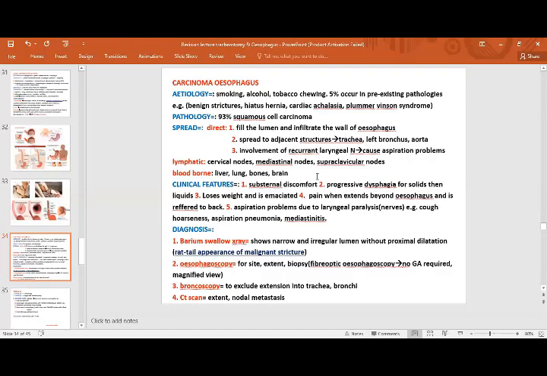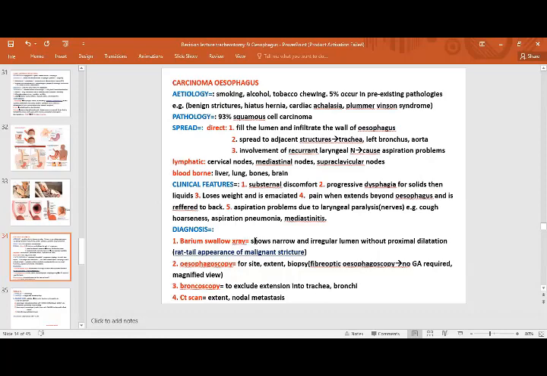The clinical features would again be the same, but in this case, if it involves distant structures, then the presentation would be from the involvement of these things: cough, hoarseness, aspiration pneumonia, mediastinitis. Diagnosis is by barium swallow, which will show rat-tail appearance and malignant strictures. Esophagoscopy is done to get the size and extent, and it is also therapeutic, by taking a biopsy from the involved area, and bronchoscopy to exclude extension to the trachea and bronchi, and CT scan.